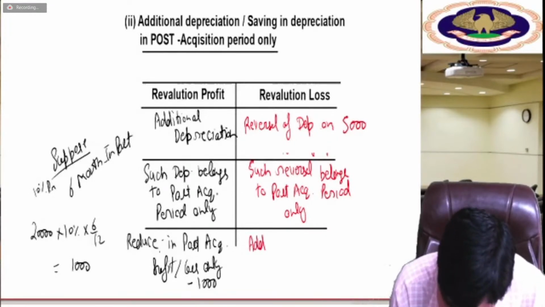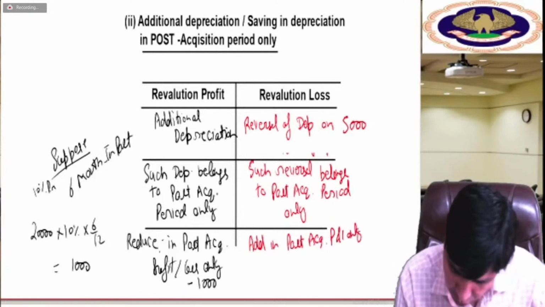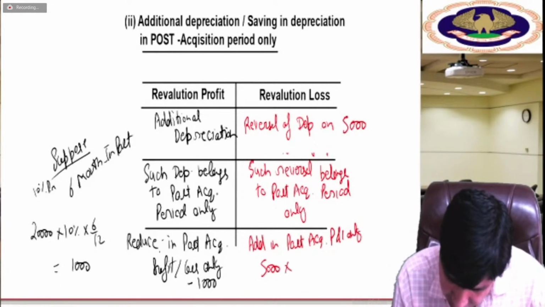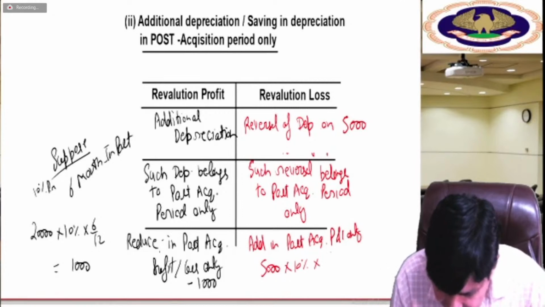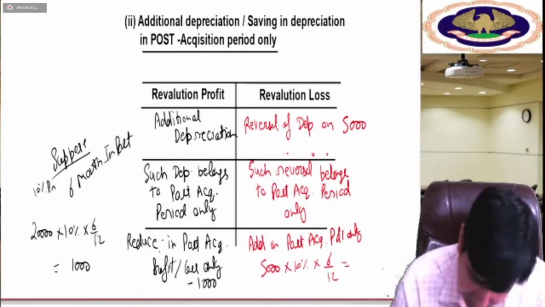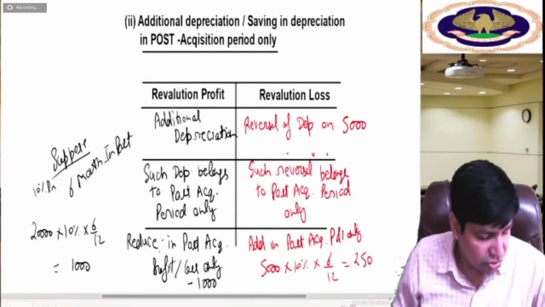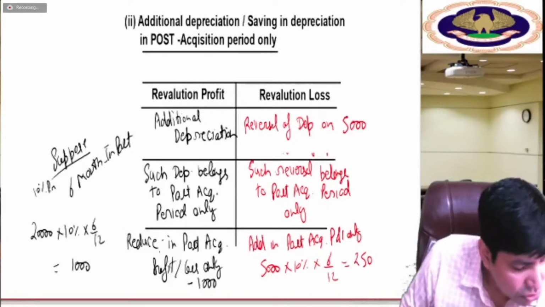So instead of reduce, what shall we use? Add, in post acquisition profit or loss only. So on such 5,000, there will be 10% per annum, and 6 months we are taking as pre-post period. In that case, that is 250 rupees that has to be adjusted in the post acquisition period profit or loss. Anyways, now we are going to solve a question.